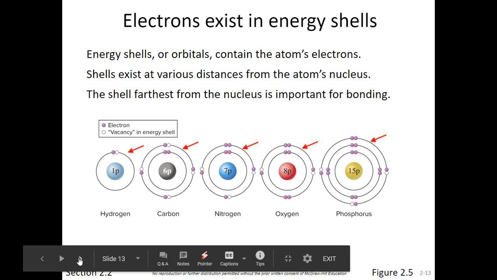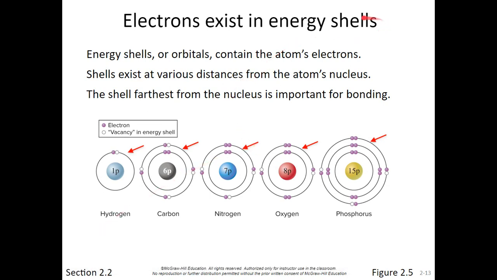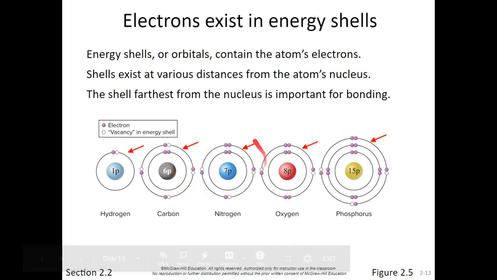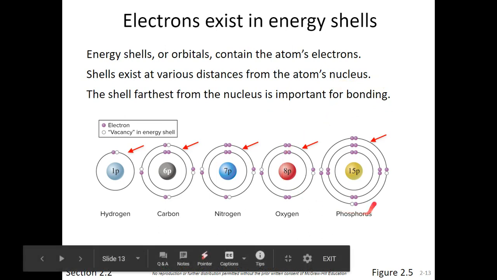Electrons exist in energy shells. I did say that the word shell is very important. So you can see that these are shells. Shells exist at various distances from the atomic nucleus, and the one farthest from the nucleus is important for bonding. That's why we were counting only the outermost shell.